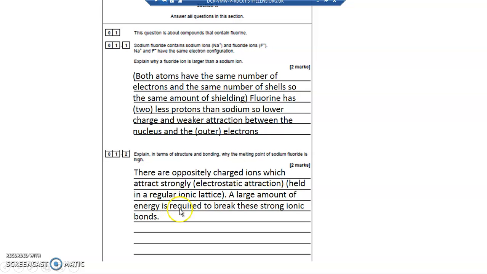It means that it's in a stable, regular ionic lattice. Anyway, a large amount of energy is required to break these stronger ionic bonds. That's important because that then relates to the melting point and why you need a high melting point, a large amount of energy to be able to break that ionic lattice and turn the solid into a liquid.